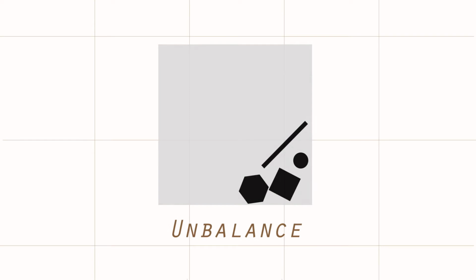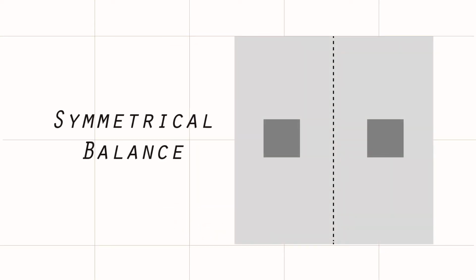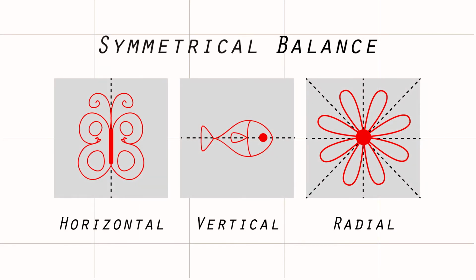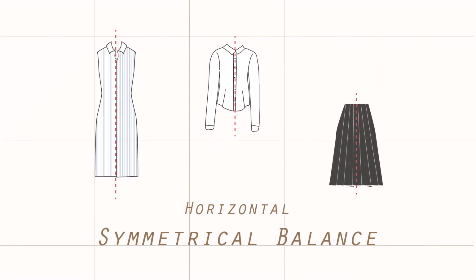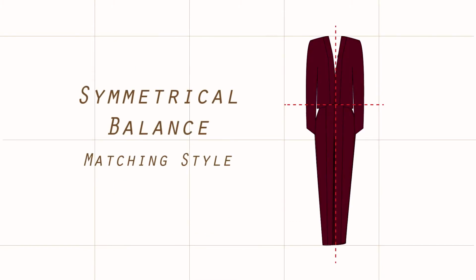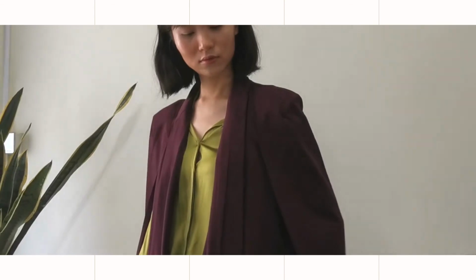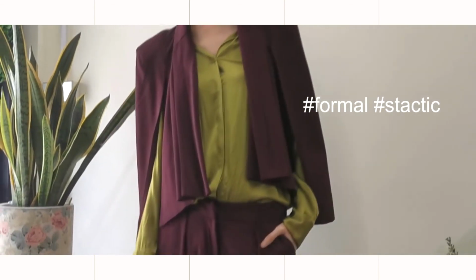In design, there are two main types of balance: symmetrical balance and asymmetrical balance. Symmetrical balance is when both sides of the composition look identical. It can be on a horizontal axis, a vertical axis, or a radial axis. In styling, most of our clothes are technically symmetrical, but you can add more symmetrical balance to your outfit by wearing a matching suit, a dress, or a jumpsuit. And these tend to be more formal and more static.